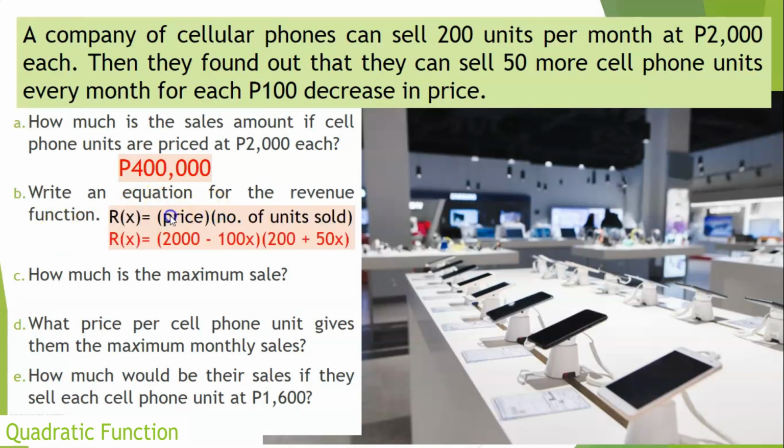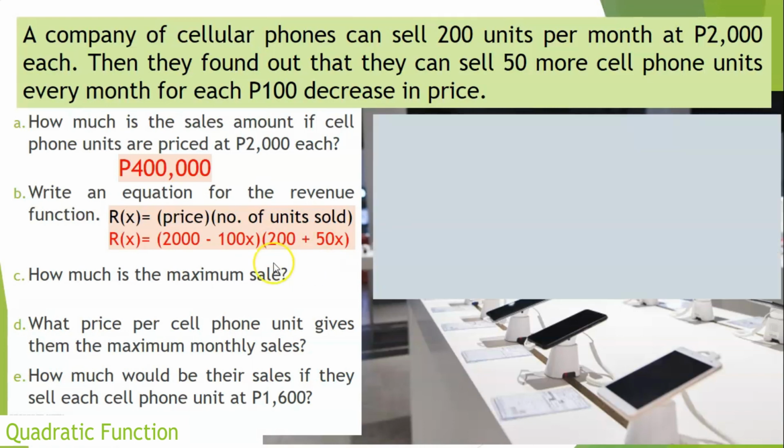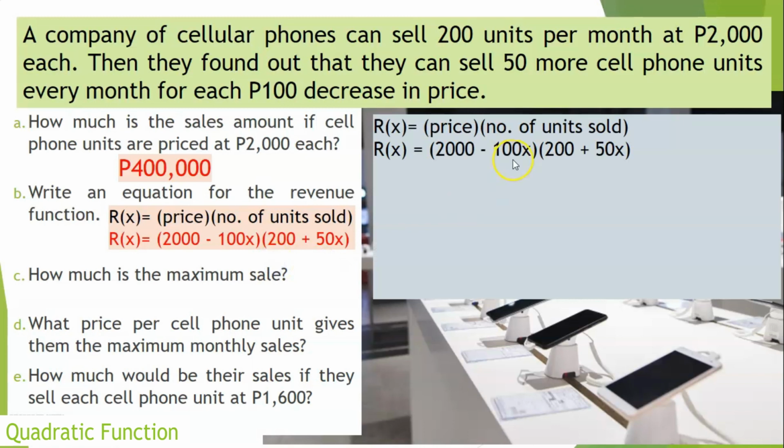Next, write an equation for the revenue function. So that would be the price of the cell phone times the number of units sold. Take note, the price is set at 2,000 pesos and 200 units of phones are sold. If the price of the cell phone is decreased by 100 pesos, the number of cell phone units will increase by 50.